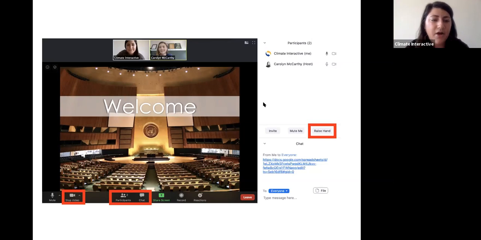And so on your control panel, if you move your mouse a little bit, you see this black bar pop up, and you'll see these two buttons here, participants and chat. So for participants, this is very useful. The chat feature allows us to communicate with you all, and for you all to communicate with each other, and for you to ask us any questions. And the participants button, for starters, allows you to see who else is on the call.